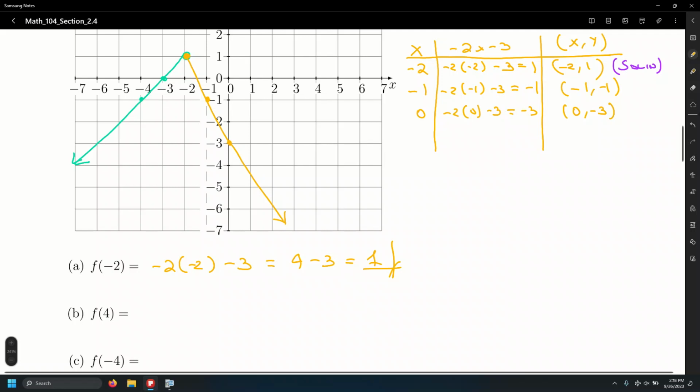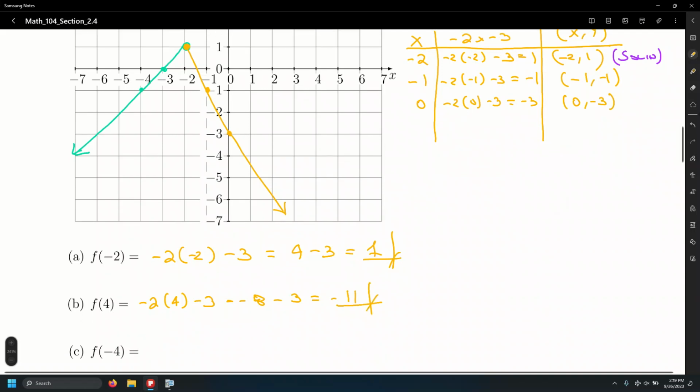Yellow. In fact, you can see it in the graph. x equals 4 belongs to the yellow section. So that is -2 times 4, and then -3. That equals -8 minus 3, rather, which equals -11.